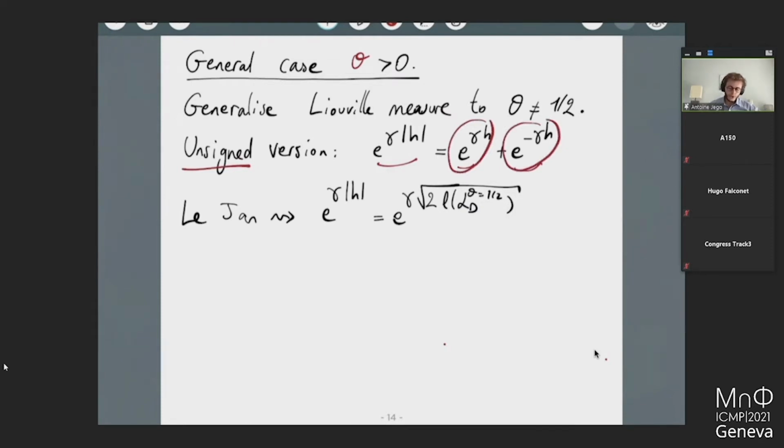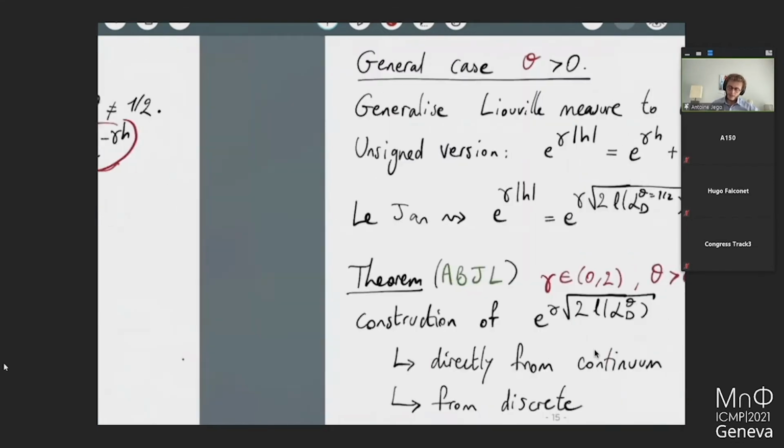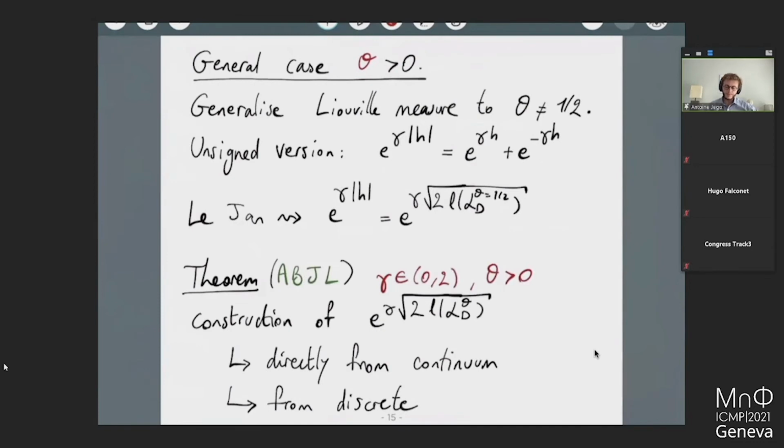And so in view of the Legendre isomorphism, we can rewrite informally this unsigned measure as follows. We exponentiate gamma times the square root of the local time of our loops. What we show in our paper is that for any gamma and any theta, we construct such a measure. Here, the intensity of the loop soup is not restricted to theta equals a half anymore. And we do this both in the continuum, directly from the continuum, and from the discrete.